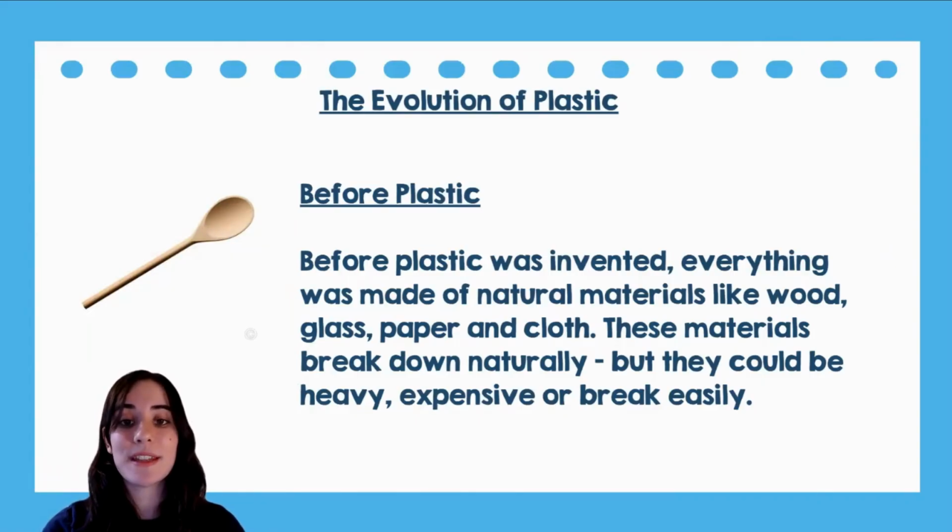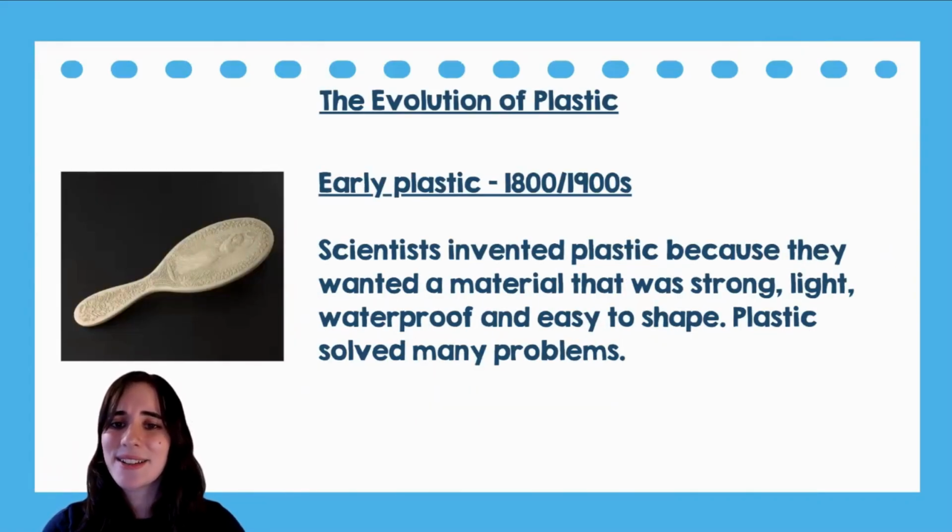Then we move on to the early plastics. These looked very different to the plastic that we commonly see today. An early version of plastic was actually called Parksine, named after its inventor, Alexander Parkes. Scientists invented plastic because they wanted a material that was strong, light, waterproof, and easy to shape, all of the amazing properties that we spoke about earlier.